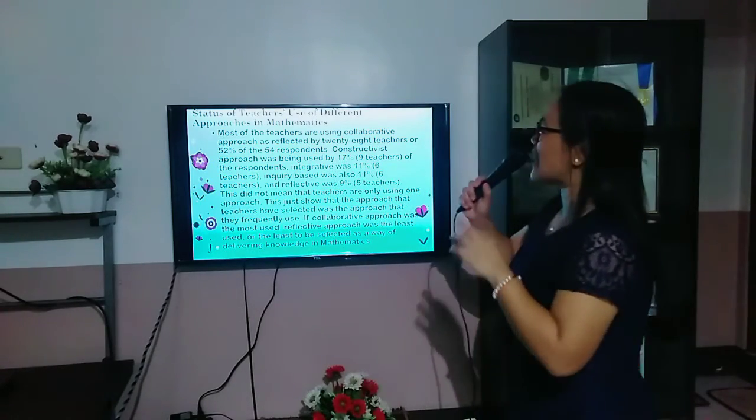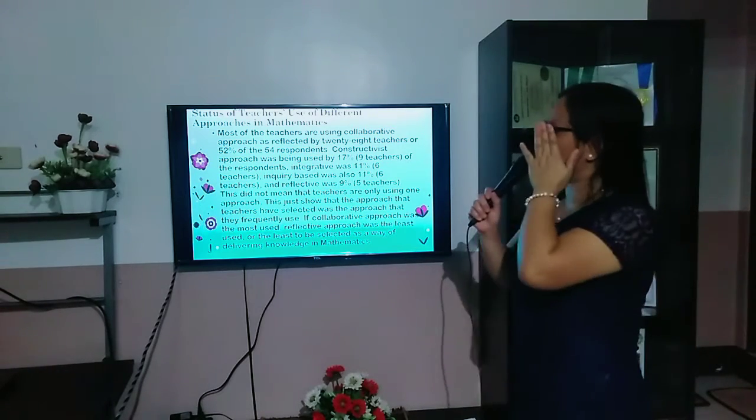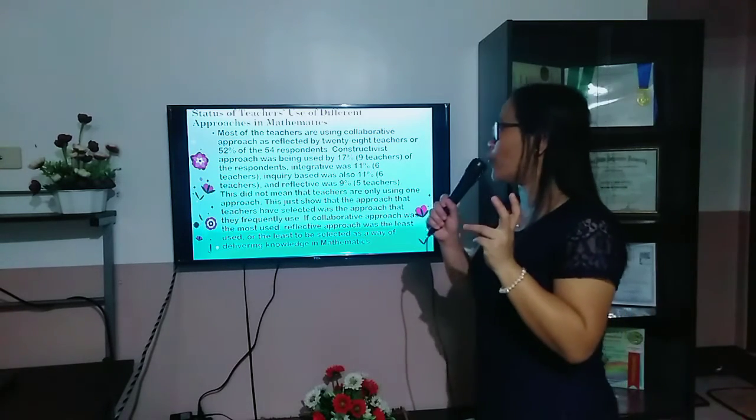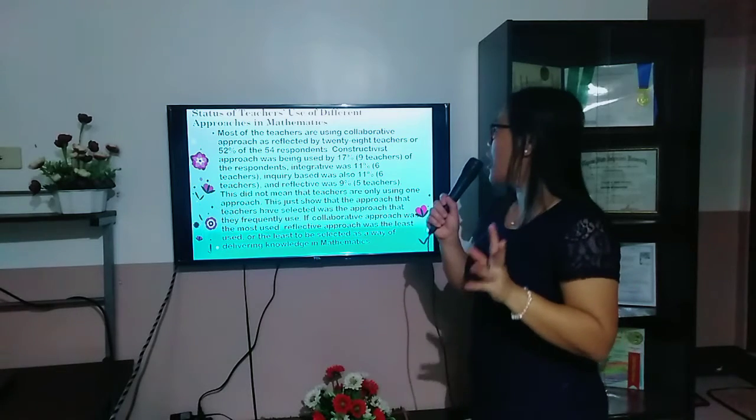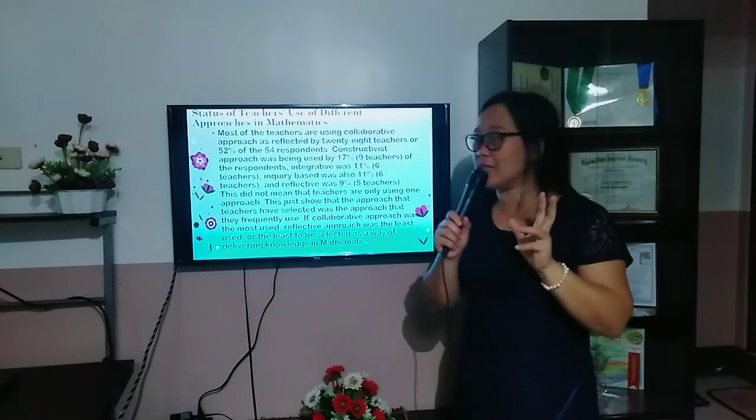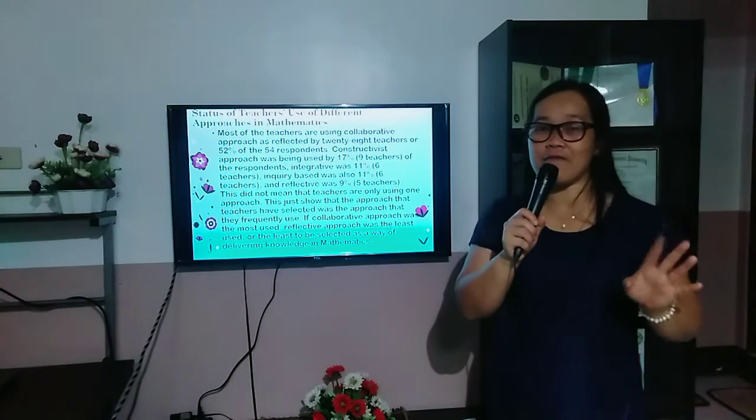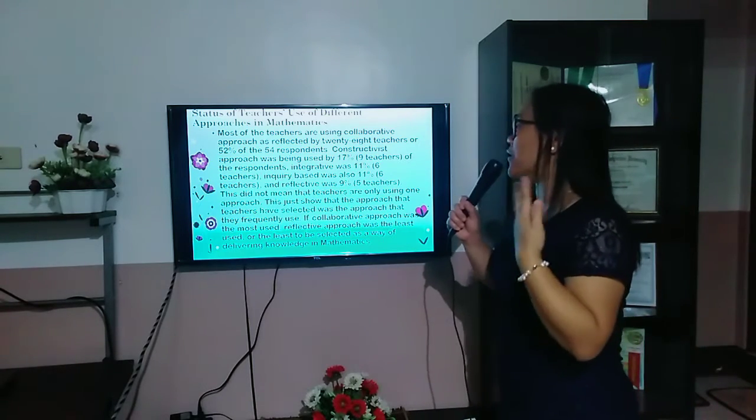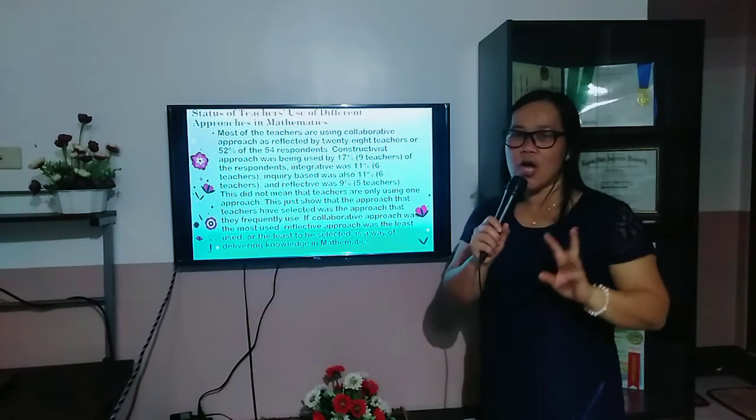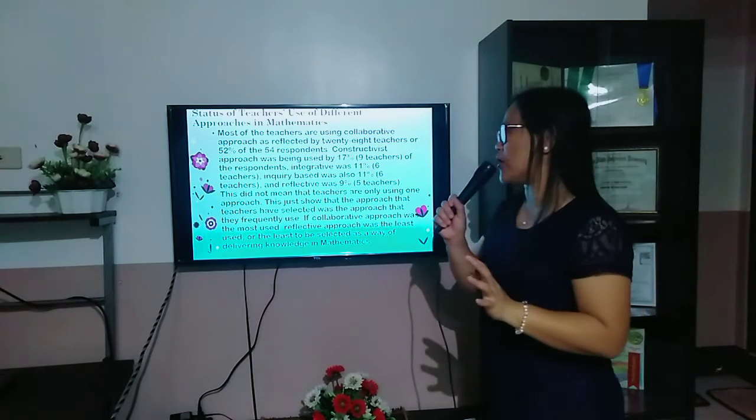Okay, now, for the status of teachers' use of different approaches in mathematics, most of the teachers are using the collaborative approach, as reflected by 52% of the respondents. The constructivist approach was being used by 17%, or 9 teachers, while the integrative has only 11%, inquiry-based also has 11%, and the reflective approach received 9%, or 5 teachers out of 54 respondents.